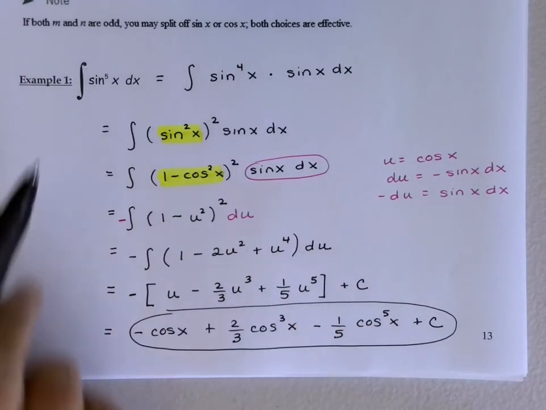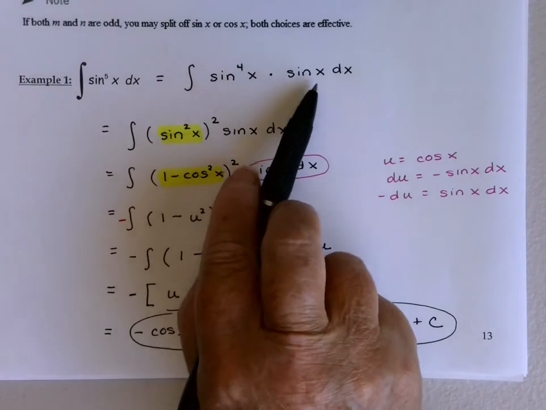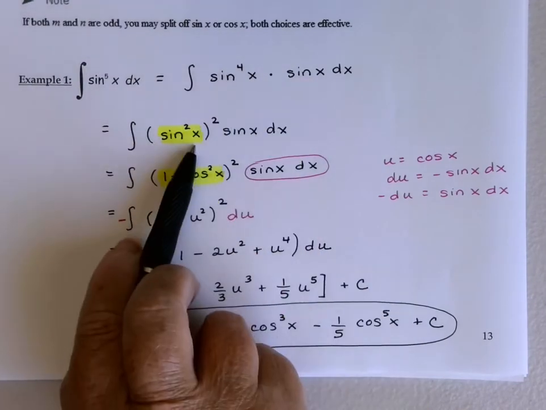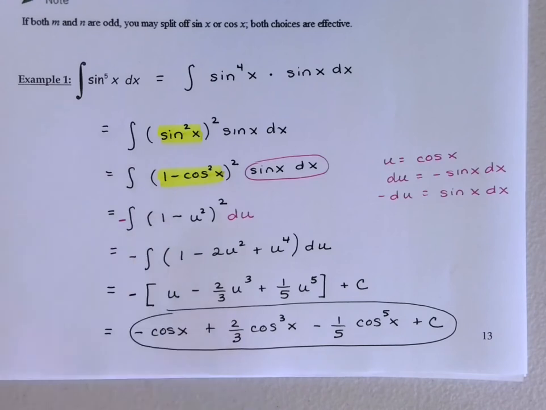Okay. So with an odd power, you split one of them off, take the even power that's left and use your trig identity on it. And then with a u substitution, we should be able to finish it off just with simple power rules. Let's try a couple more.